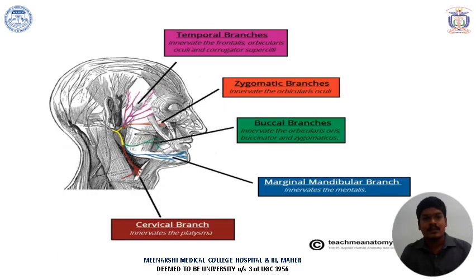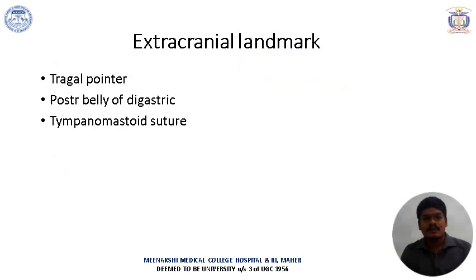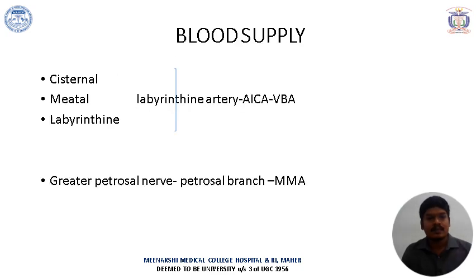You can see the temporal branch, which innervates the frontalis, orbicularis oculi and corrugator supercilii muscles, and the zygomatic and buccal branches, and the marginal mandibular branch, which innervates the mentalis muscle, and the cervical branch, which innervates the platysma. The extracranial landmarks are the tragal pointer, the posterior belly of digastric and the tympanomastoid suture line.